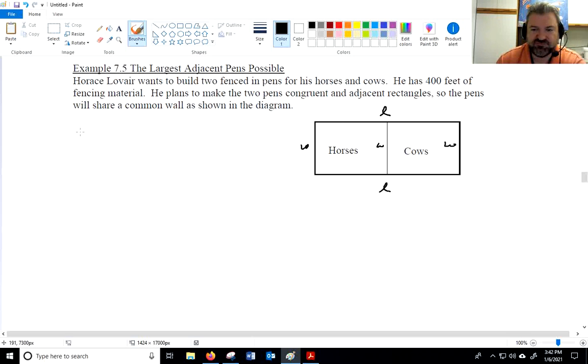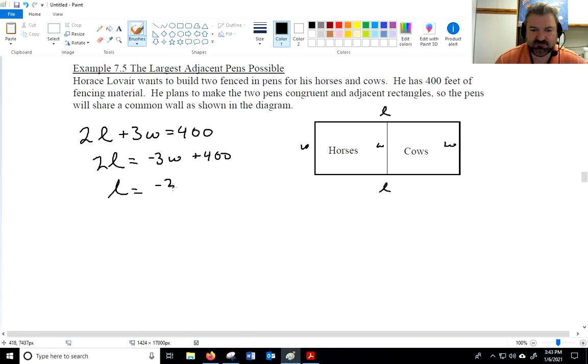So we know that we have 2 lengths plus, oops, said length, but wrote W. 2 lengths plus 3 W's is equal to 400 feet. And I'm going to solve that for L. I think that'll be easier. Dividing both sides by 2, and I'll just go ahead and distribute it here. And then 400 divided by 2 is 200.